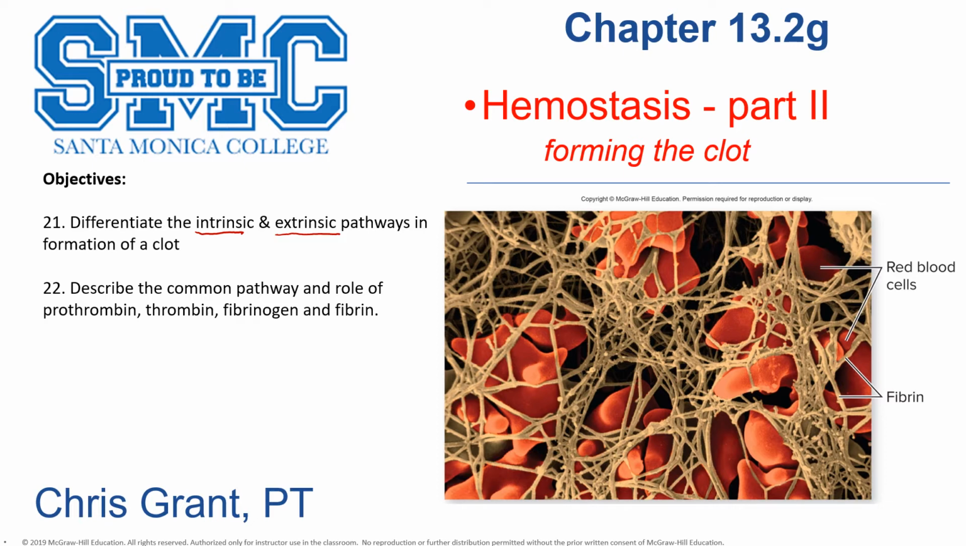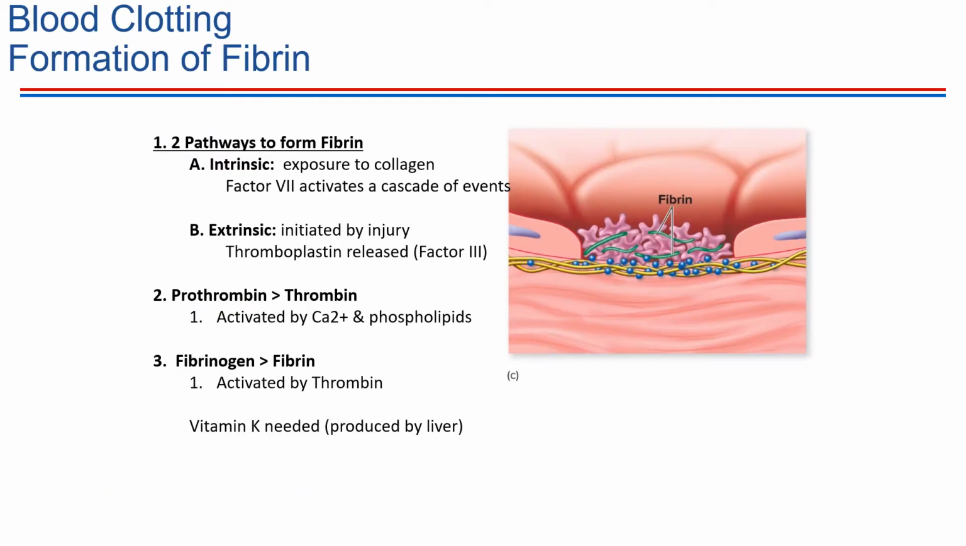in which case we're going to use these enzymes. Prothrombin is going to make thrombin, which is going to activate fibrinogen to make fibrin. So we're going to look at that pathway as well. Okay, so just 4 slides here.